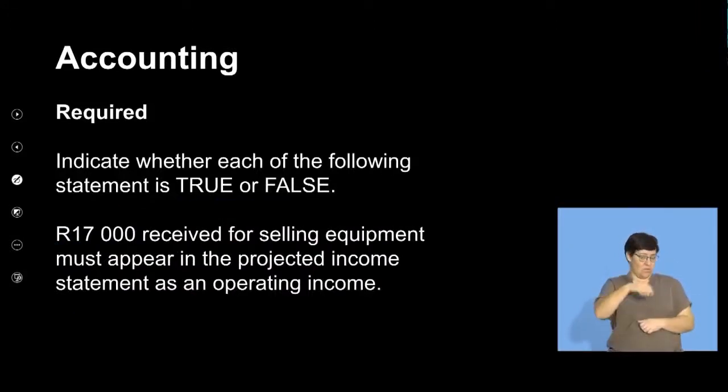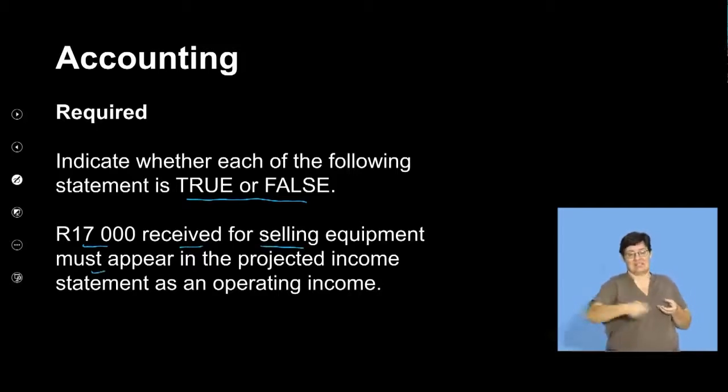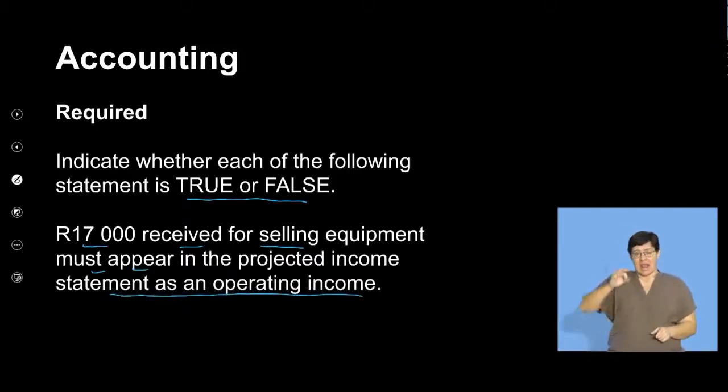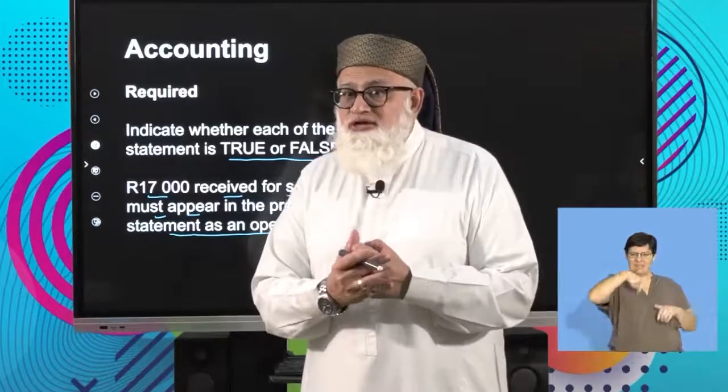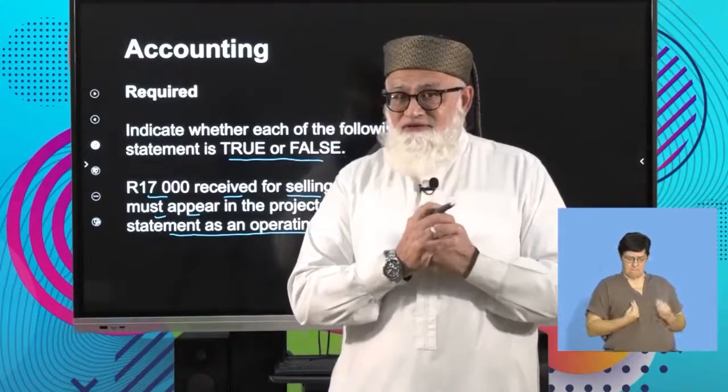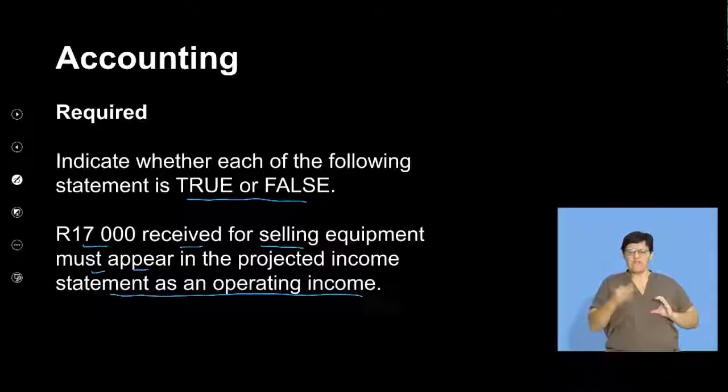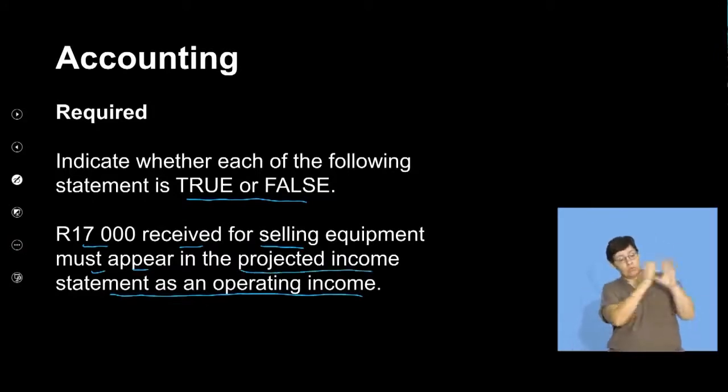17,000 Rand, again we're busy with a statement whether it is true or false. 17,000 Rand received for selling equipment must appear in the projected income statement as an operating income. All right, watch this question now. 17,000 Rand that you have received, right? For what? For selling old equipment must appear in the projected income statement.